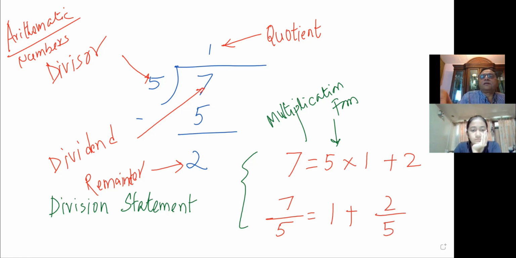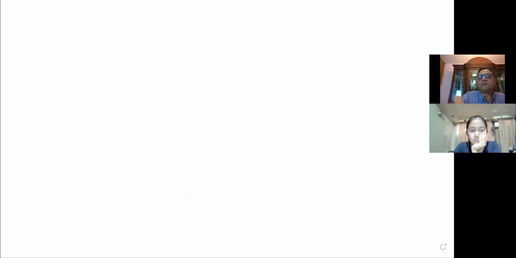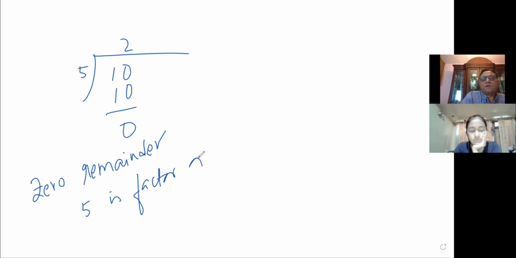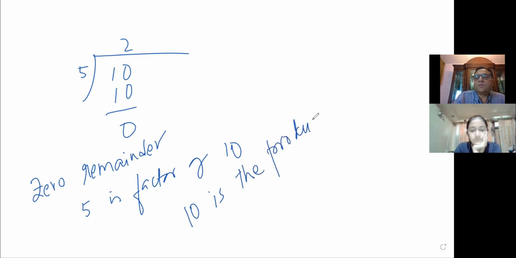So let me just go to the next page, clear this up, and give you some more concepts. Now, if I'm dividing 10 by 5, it goes 2 times, and the remainder is 0, right? So yes. Zero remainder means what? That 5 is the factor of 10. 5 is factor of 10. So that is the meaning of factor, right? And we do say 5 and 2 are multiples and 10 is the product. We say 5 is the factor, 10 is the product, correct? So either way, they are related, right?